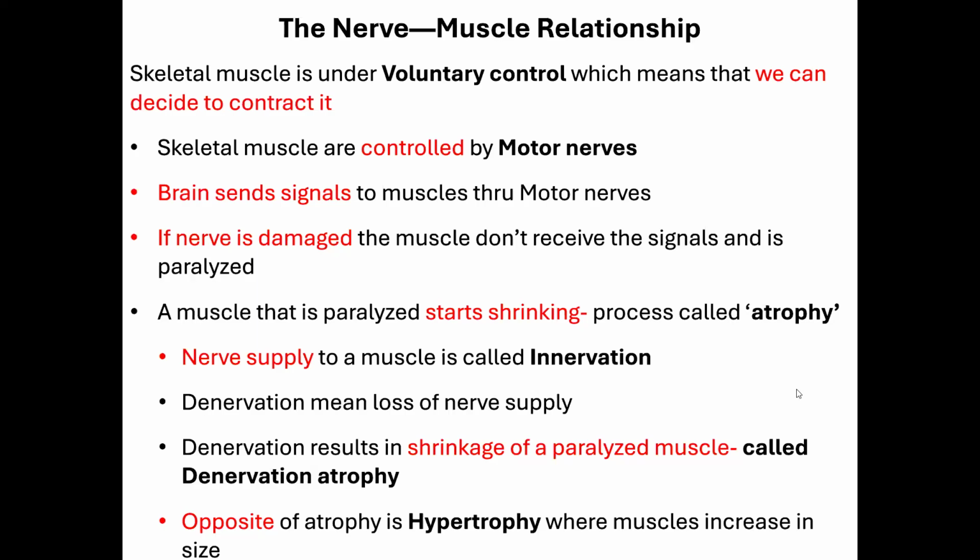Denervation atrophy means that muscle has started shrinking. What's the opposite of atrophy? So you went to the gym today. What's happening to your muscle now? Hypertrophy. And when hypertrophy happens, what is happening to the muscle?